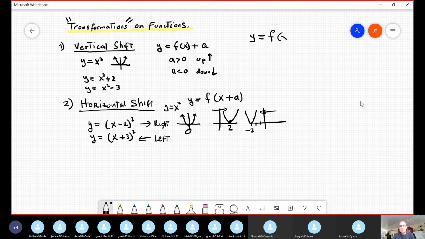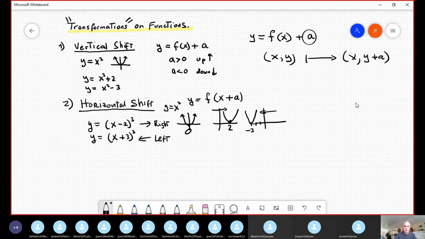However, when you add one number outside, basically, the thing that we are doing is, suppose that we have an arbitrary point x comma y. So when you are doing a transformation, this is x and y plus a. Okay, basically when you add here, you add, but on the y value. That is the reason that when the a is positive, the motion is up, and when the a is negative, the motion is down.